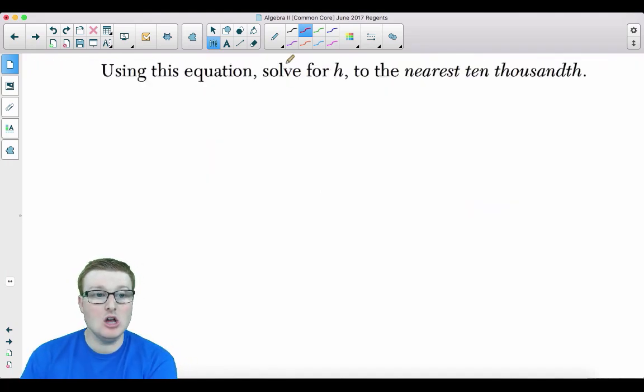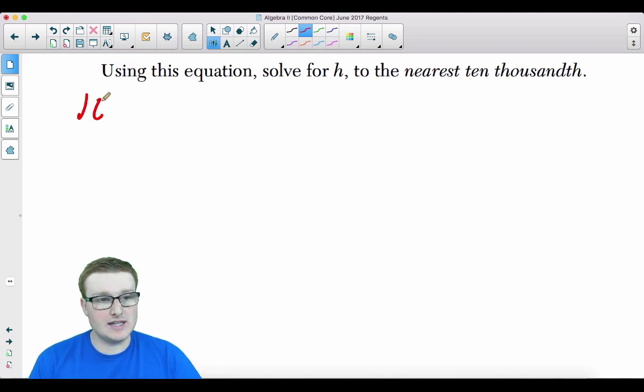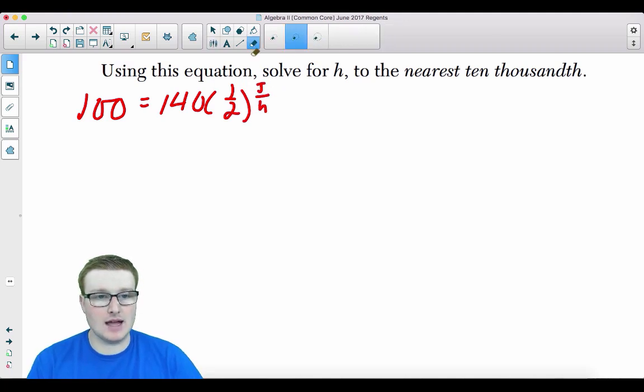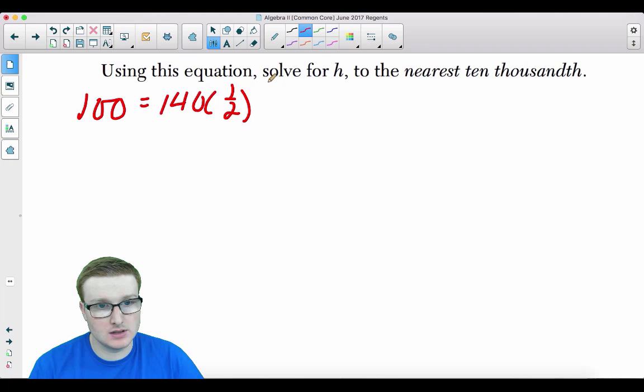Moving on to the next part: using this equation, solve for H to the nearest ten-thousandth. So what we're going to do is take the equation that we literally just wrote, and we're going to solve for H. So remember, I don't know what's wrong with my 5s. I really don't.